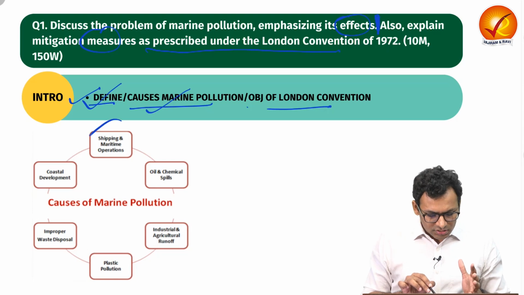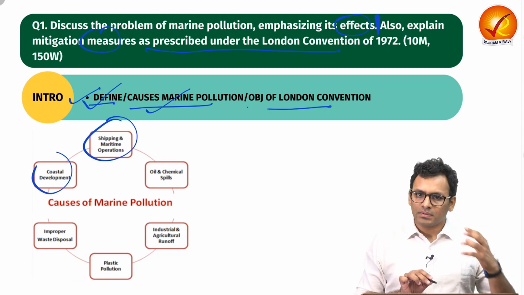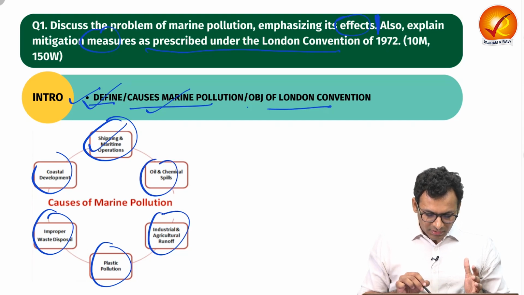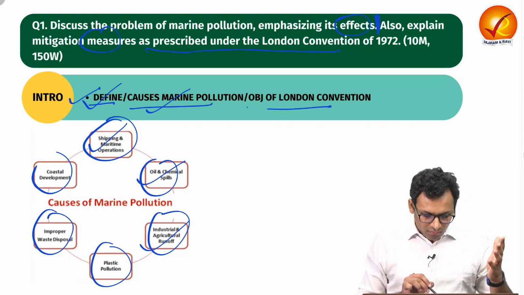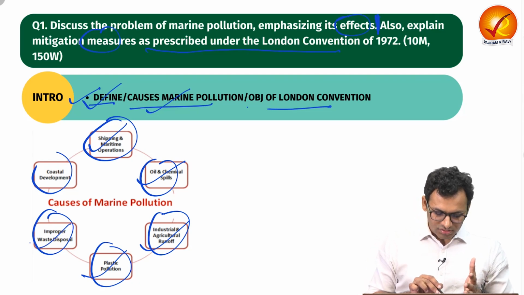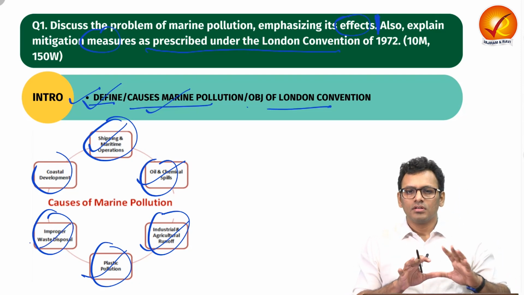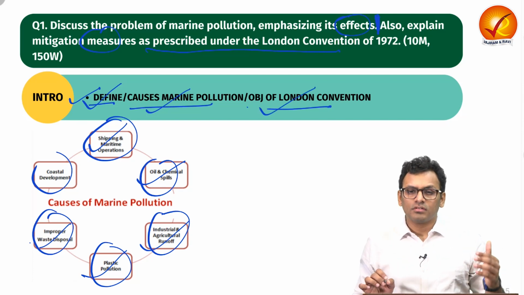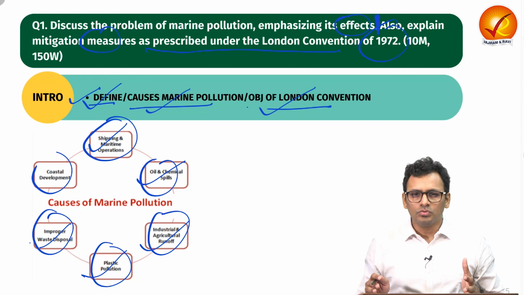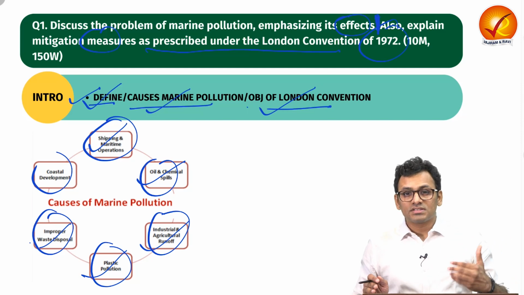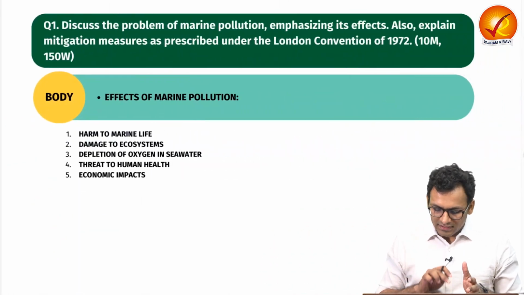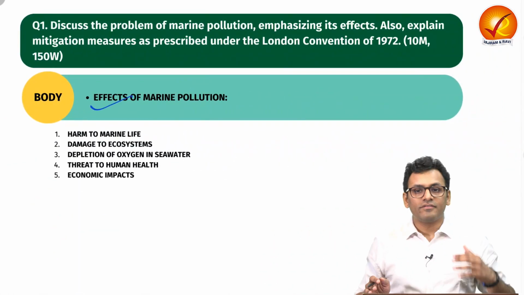For the causes, you can either create a small mind map in your answer where you can enlist all the causes such as shipping, oil spill, agricultural runoff, plastic pollution, waste disposal and coastal development. So all this you can also imbibe in your introduction through a mind map. You can also talk about the objective of London Convention of 1972, where there are specific measures with respect to mitigation of marine pollution.